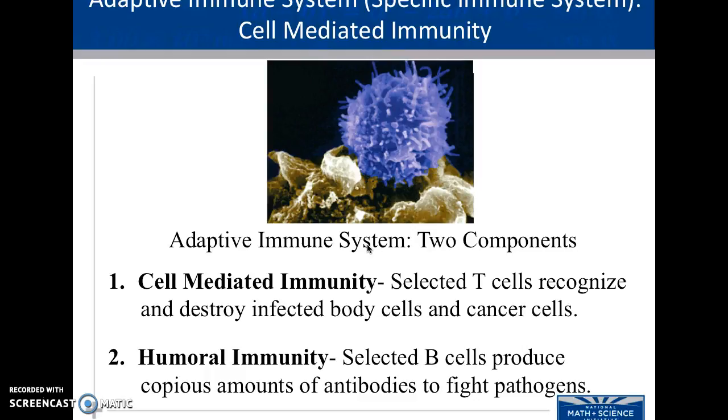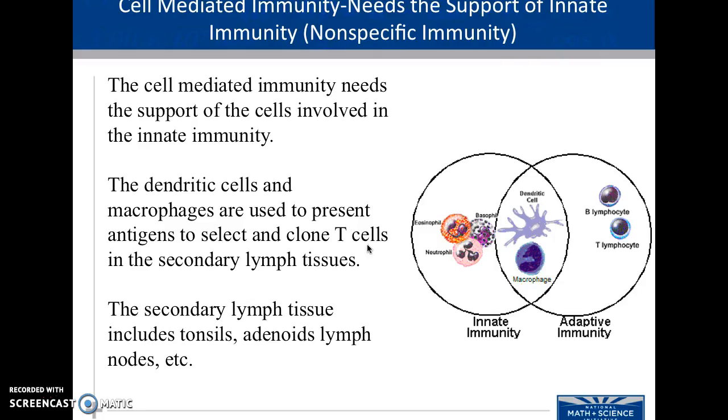The second part of the adaptive immune system, or specific immunity, is cell-mediated immunity. It's divided into two parts. Cell-mediated immunity selects T cells that recognize and destroy infected body cells and cancer cells, which is what we've been talking about. Humoral immunity selects B cells that produce a copious amount of antibodies to fight pathogens. This is where the separation of T and B cells shows up. First, T cells show up and try to destroy any infected body cells and cancer cells, and then the B cells produce antibodies to fight the pathogens.